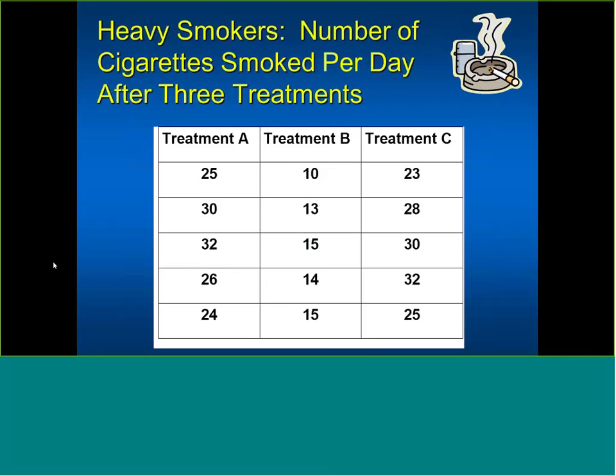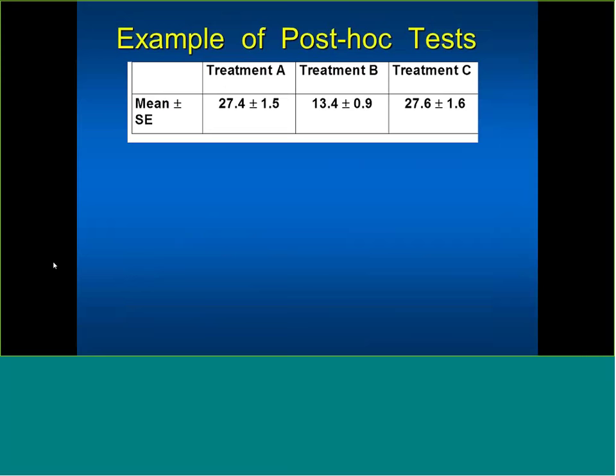So let's say that I have a study where I look at heavy smokers, and I look at the number of cigarettes they smoke per day after 3 treatments. And so I have some people in treatment A, treatment B, and treatment C, and I'm recording the number of cigarettes they smoked. And so here's the mean plus or minus the standard error in this case. So it looks like if I were a physician, I might favor treatment B, the group that smoked the least amount. And so I think that maybe that's the group to root for here.